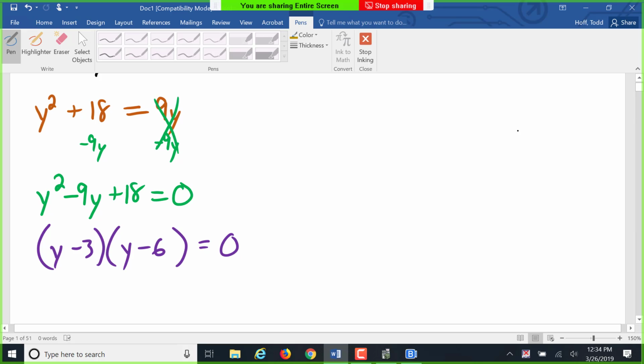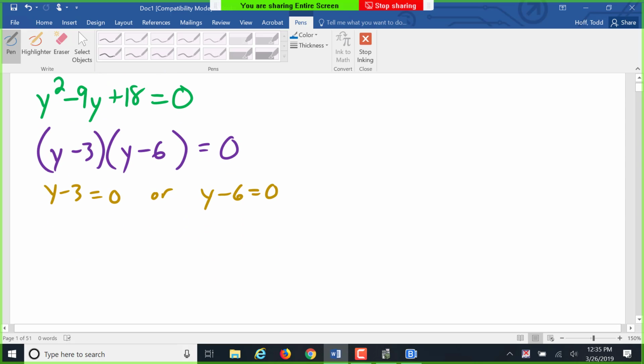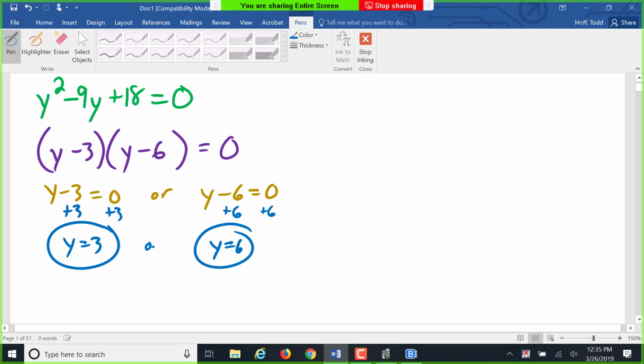So that gives us two possibilities. Y minus 3 equals 0, or y minus 6 equals 0. We'll solve both of those real quick. Here we'll add 3 to get y equals 3. On this one we'll add 6 to get y equals 6.